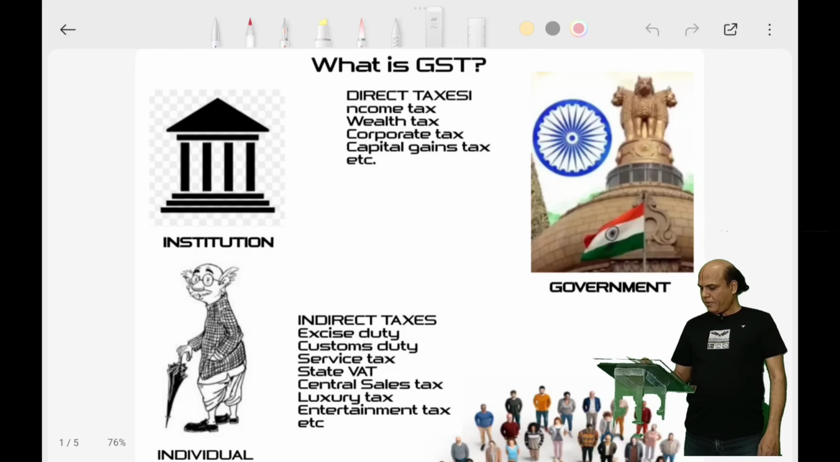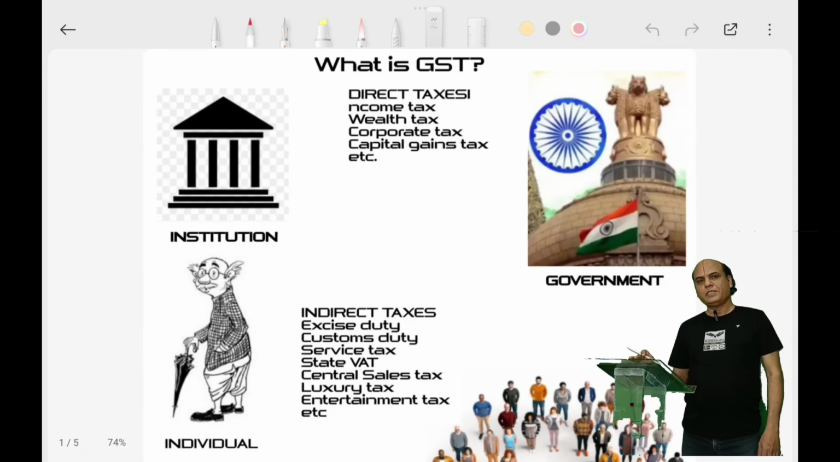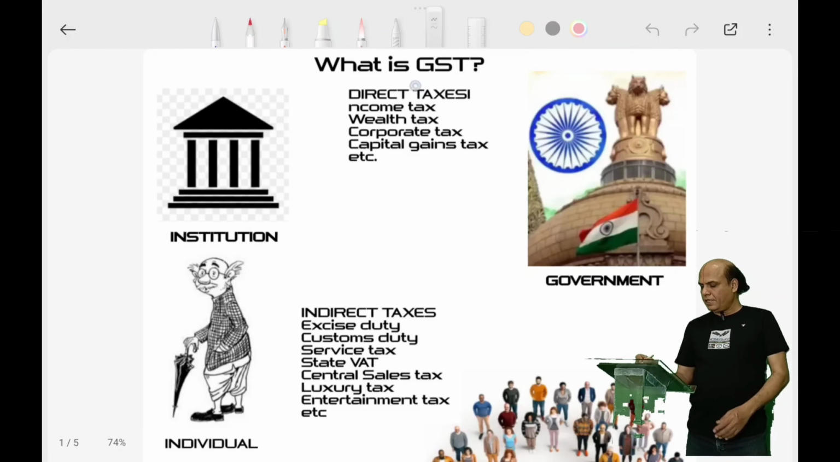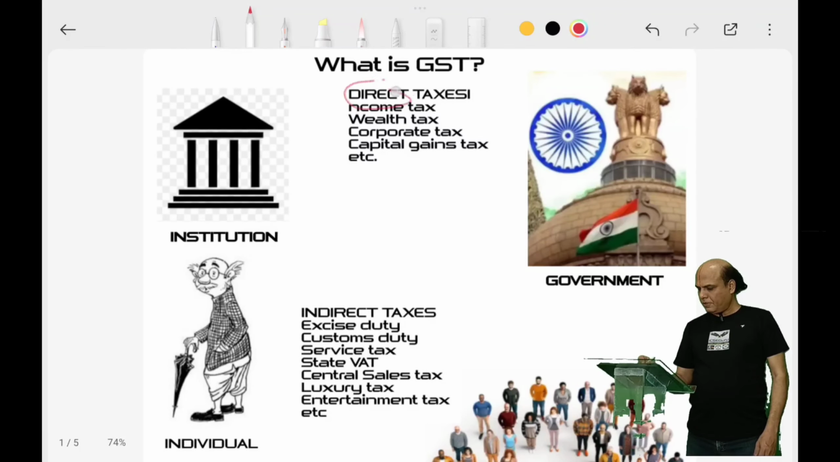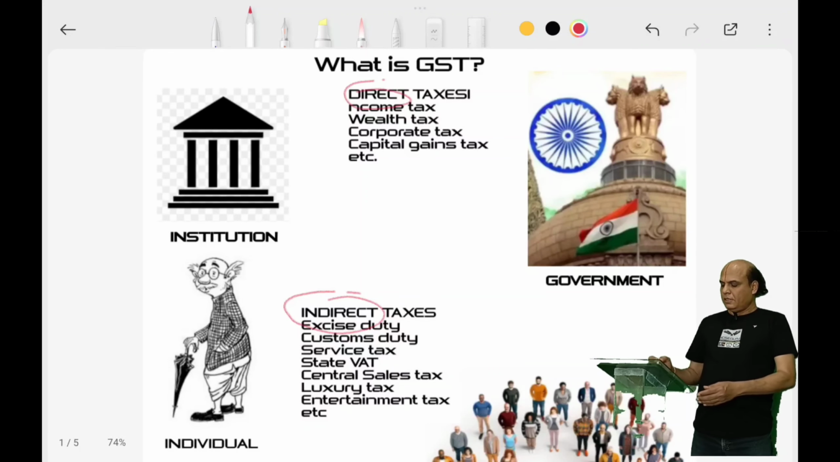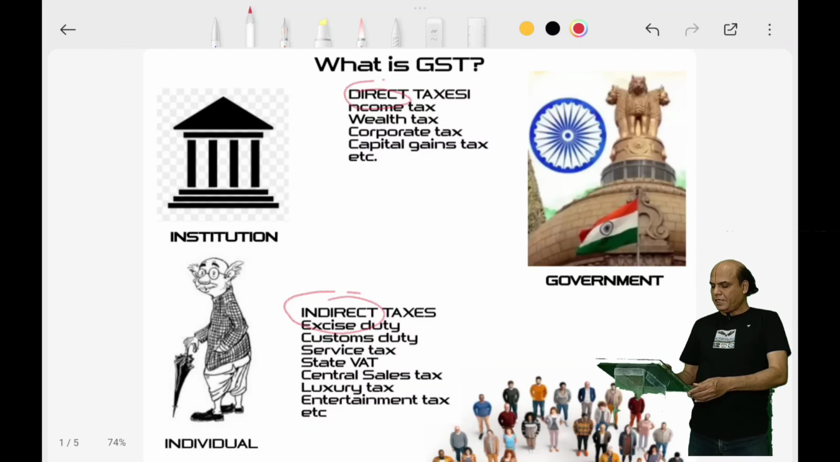Now earlier we had two kinds of taxes. The one is direct tax and the other is indirect tax. Direct tax is something which an individual, he is an individual and this is an institution. So whenever somebody is paying tax to the government directly, it could be either an individual or an institution.